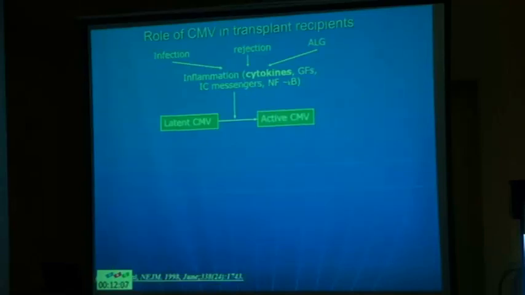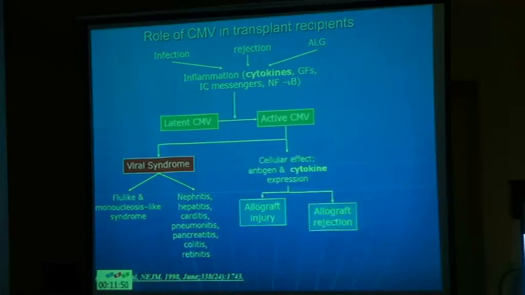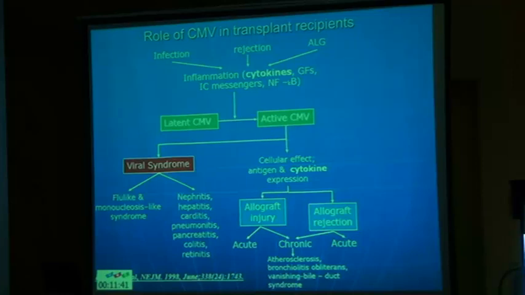When there is infection, rejection, or cytotoxic drugs, you get the release of cytokines that converts a latent cytomegalovirus into an active one, and you start to get viral syndromes, like flu-like and mononucleosis-like syndromes. You get affection of the graft and other organs like nephritis, hepatitis, carditis, etc. And you have an indirect effect due to the release by the cytomegalovirus itself of cytokines, resulting in graft injury and rejection, each of which could be either acute or chronic. And with systemic immunosuppression, you get opportunistic infection.